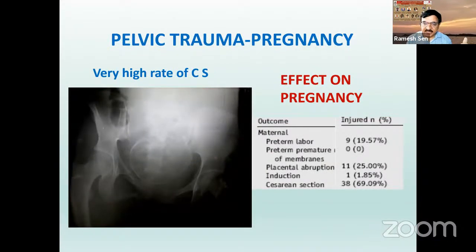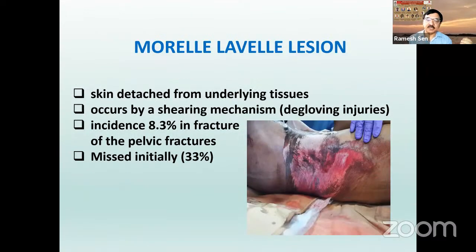Then pregnancy: if there is a pregnancy and the pelvic trauma happens, there is a very high rate of cesarean section, somewhere around 70%. And that is a very important situation in this complication happening. Then there is a degloving. We will have another separate lecture on that. But this is again one of the situations which complicates the pelvic fractures and their management subsequently.